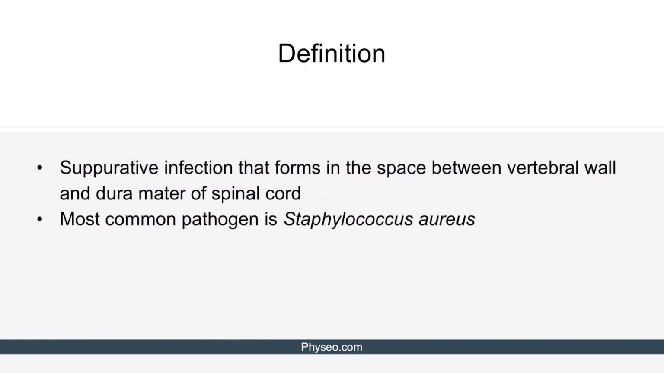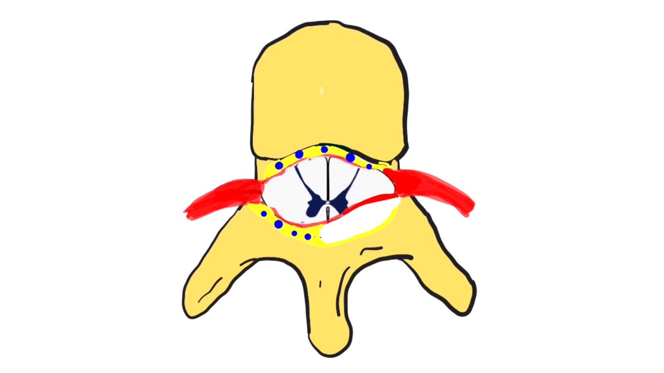Now let's talk about a different type of abscess, the spinal epidural abscesses. These are defined as a suppurative infection that forms in the space between the vertebral wall and the dura mater of the spinal cord. Just to help visualize this, here's a representation of a spinal epidural abscess.